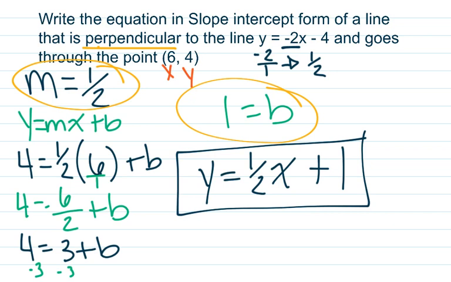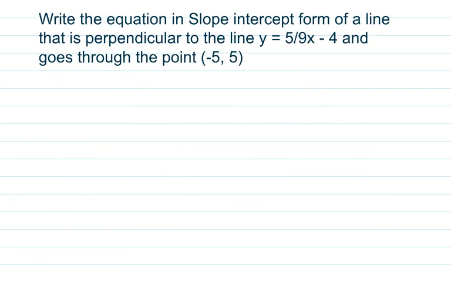Double check your slopes. We have a -2 and a 1/2. Those are opposite reciprocals. One's negative, one's positive, and it's the fraction flipped. Let's go ahead and do another one.